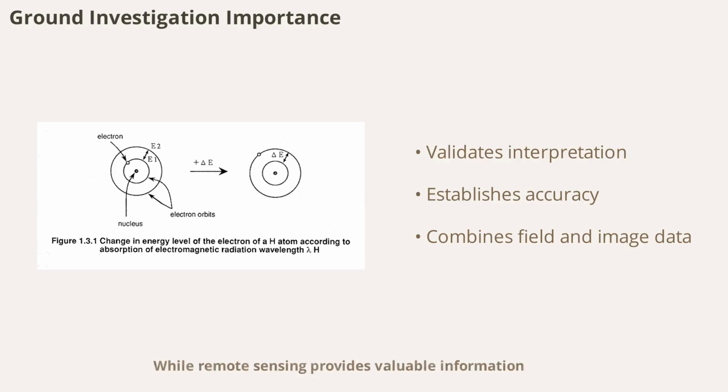While remote sensing provides valuable information, ground investigations are often necessary to validate and refine interpretation results. Ground truthing involves visiting the actual location to verify the accuracy of image interpretation. This step is crucial when establishing interpretation keys or checking preliminary maps. Combining remote sensing with ground data ensures that the final results are reliable and useful for practical application.